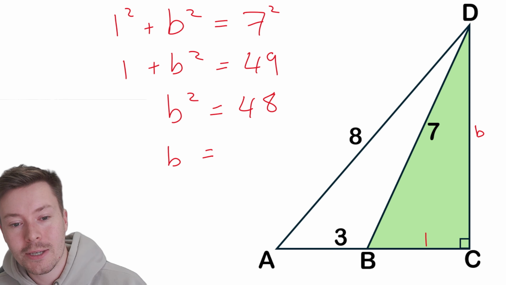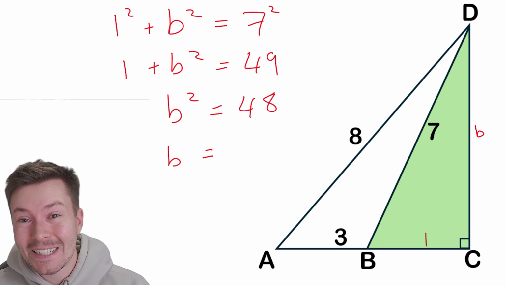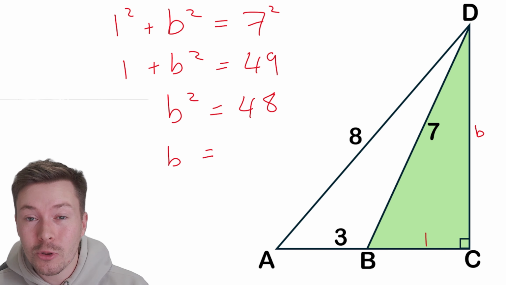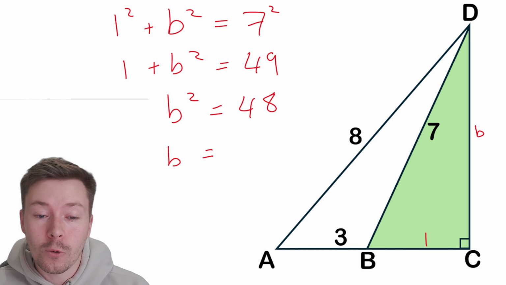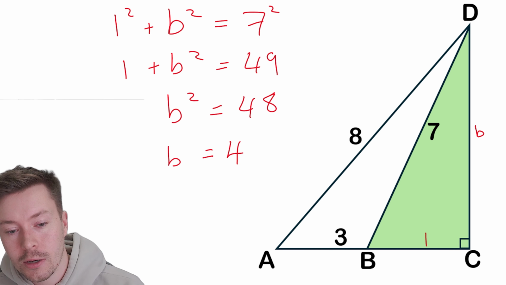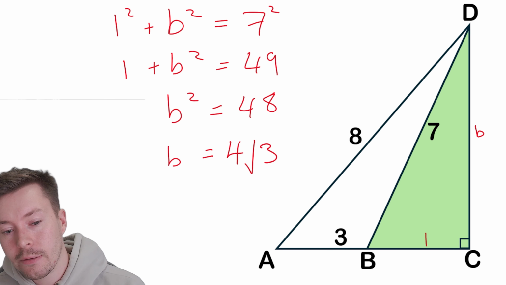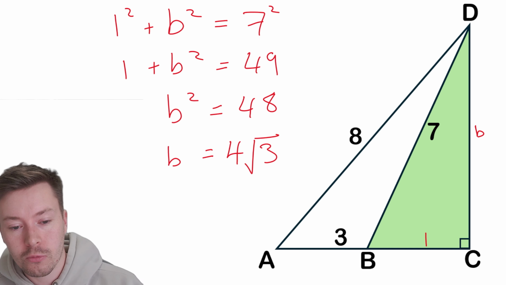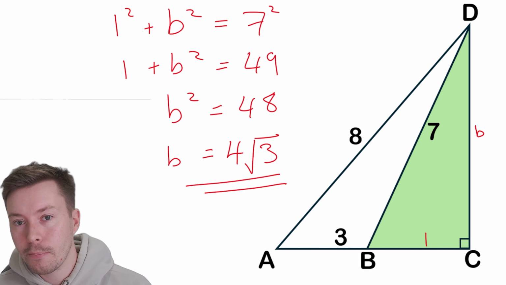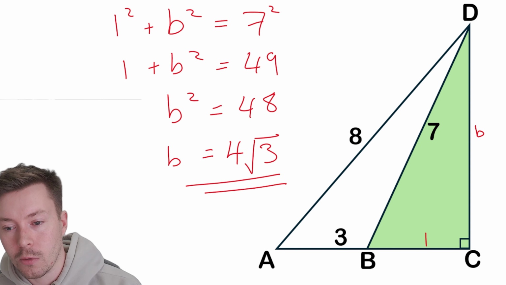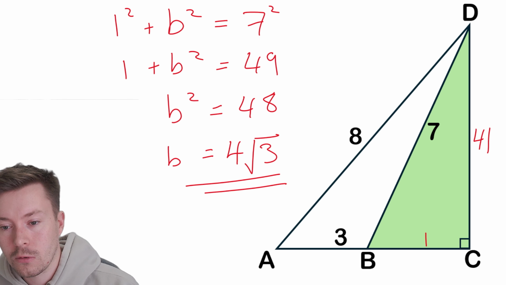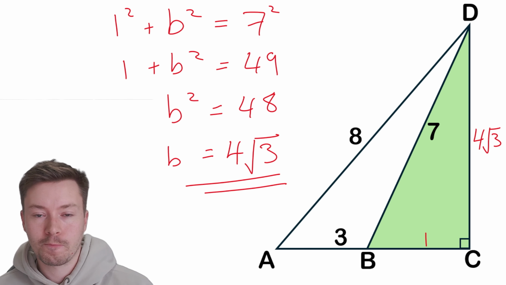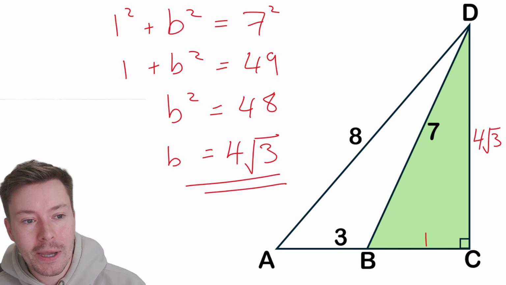Square root of that is going to be, well, 48 is made up of 16 times 3. We can square root the 16, but we can't square root the 3. Square root of 16 is 4, so that goes outside. Can't square root the 3, leave that inside. So 4 root 3 is b. And we're going to put that on our diagram as well. So replace b with 4 root 3. Now at this point we've basically done it.